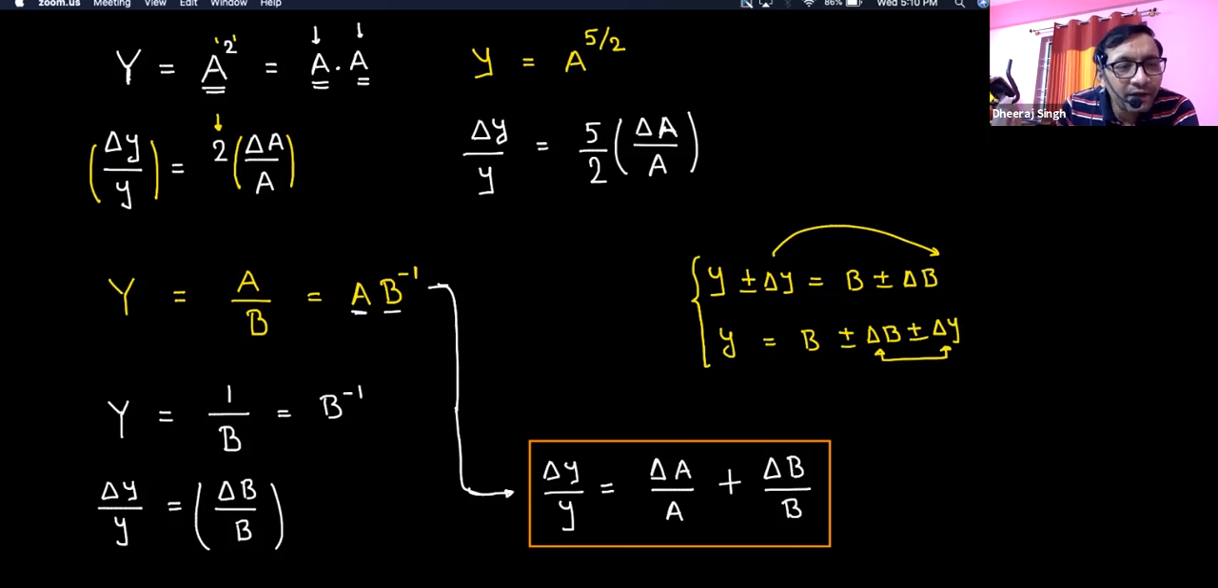Yeah, Kshitiz, correct. You multiply y, na? Y is A into B. If you want to find out delta y, cross multiply y. Y is A into B. So delta y is B delta A plus A delta B if you want to find out delta Y.